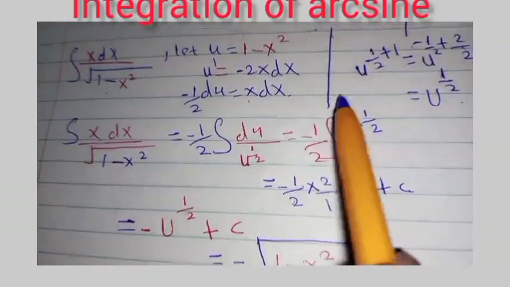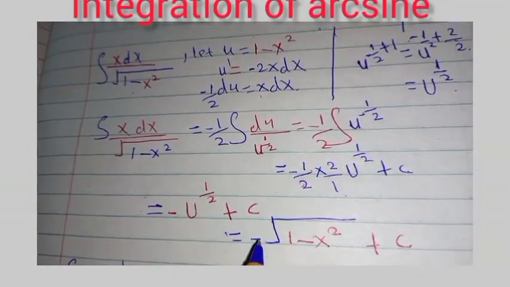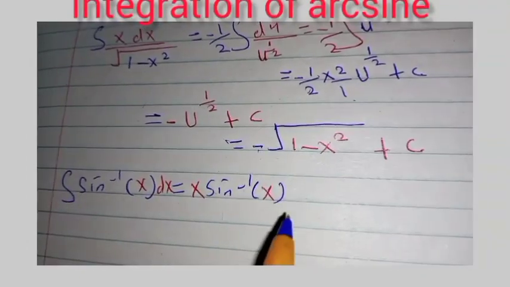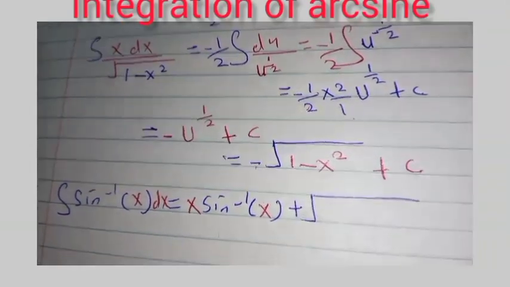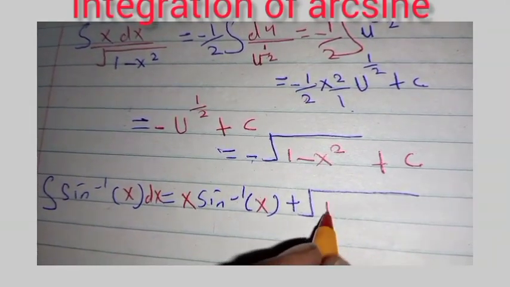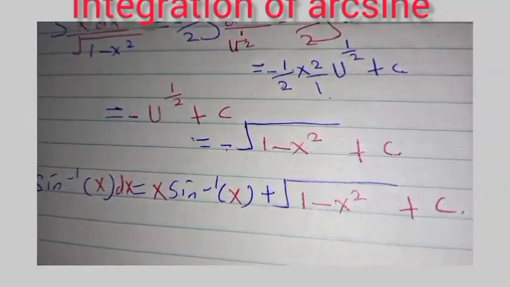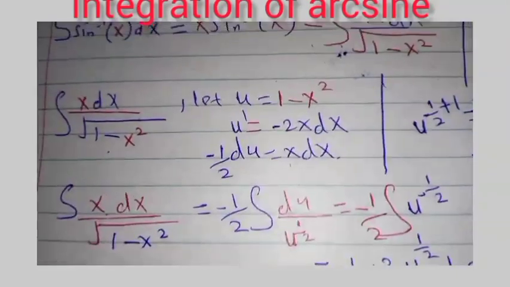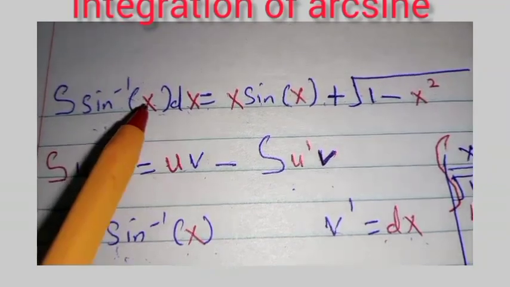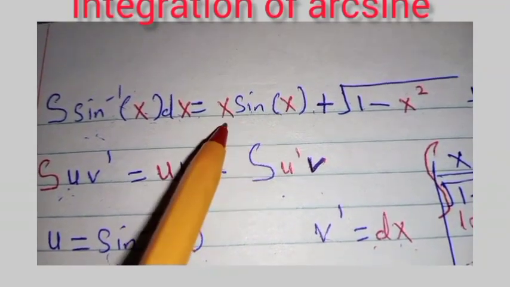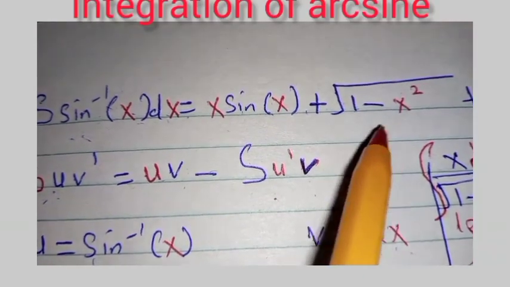Now for the other part, check the formula for integration by parts. This is minus, and there is another negative here, so minus and minus will become positive. So plus the square root of 1 minus x squared plus constant c. Now we have arrived where we were going, because we were supposed to show that the integral of sine inverse of x dx is equal to x sine inverse of x plus square root of 1 minus x squared.